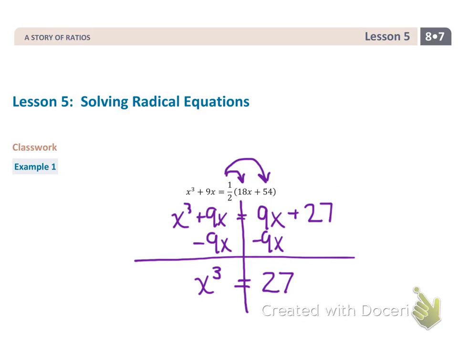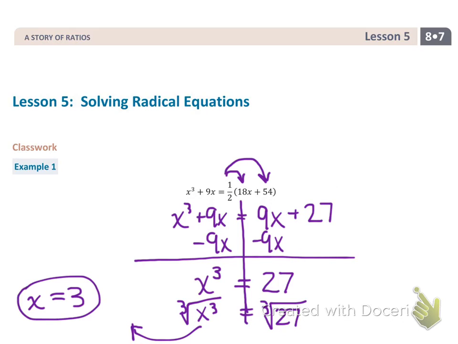All right, and we know how to solve x cubed equals 27. We're going to take the cube root of both sides, right? So the cube root of x cubed has to be equal to the cube root of 27. Okay, so now I know, and I'm going to finish over here, that the cube root of x cubed is x, and the cube root of 27 is 3. So x is equal to 3.